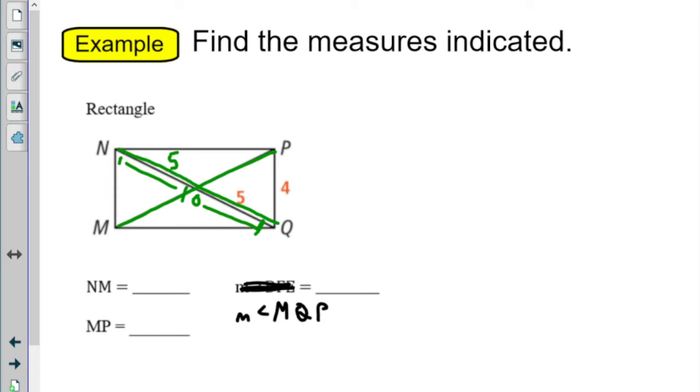But the good news here is that in a rectangle, the diagonals are congruent. They have to be the same. So if N to Q, one of the diagonals, is 10, then the other diagonal also has to be 10. And now we have it much easier.